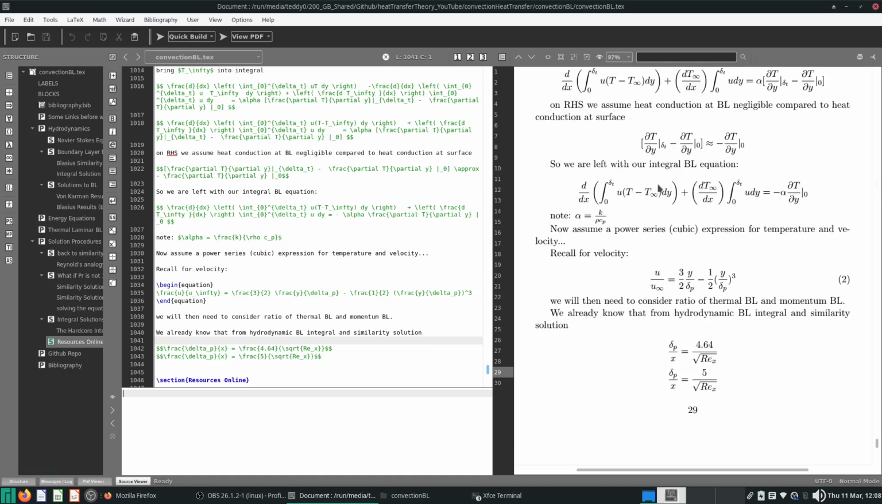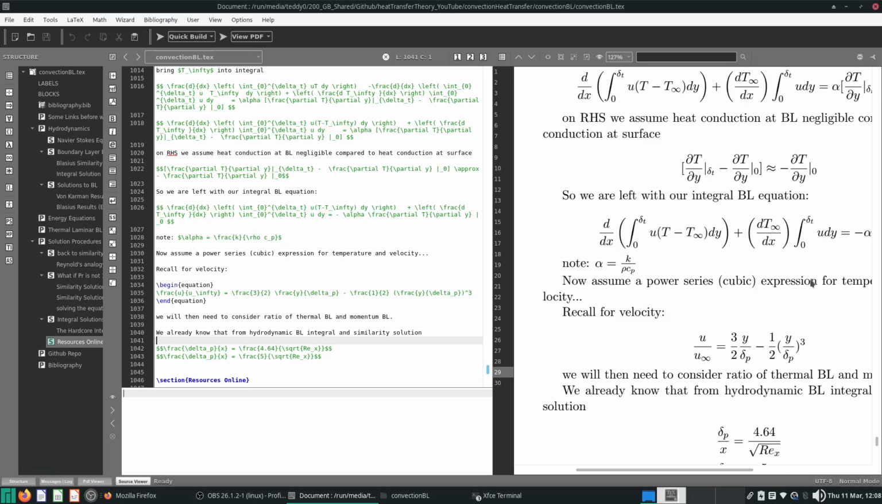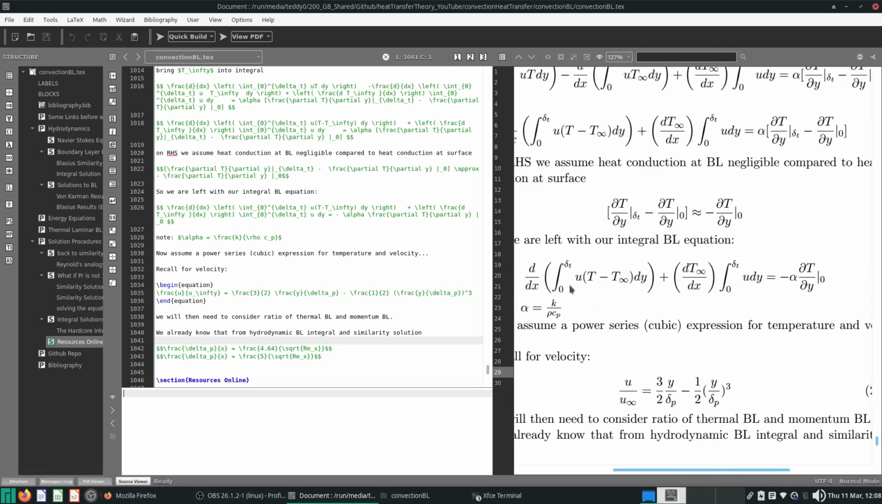So in the last video, we derived our form of the convection boundary layer equation using our integral boundary layer expression. Now the question is, how do you then solve this?